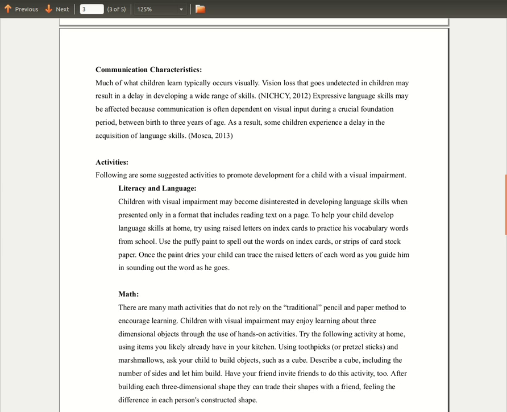To help your child develop language skills at home, one activity that you may do is to use index cards and puffy paint to spell out words on the index cards, or strips of cardstock type paper. You want a thicker paper to use. This is especially helpful when you are working with vocabulary words or spelling words. You can spell out the words with the puffy paint on the index card. Then let the paint dry. Once it's dried, your child can trace the raised letters of that puffy paint, and you can guide him or her in sounding out the word as they go. That way they're learning word sounds as well as the formation of the letters.